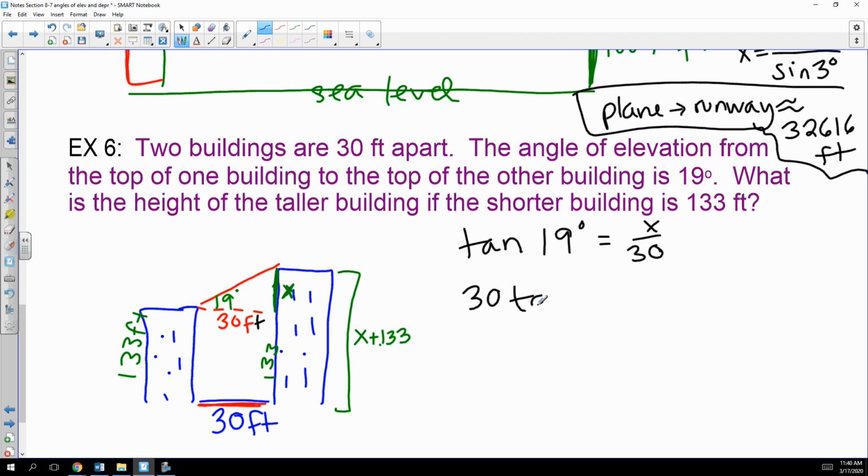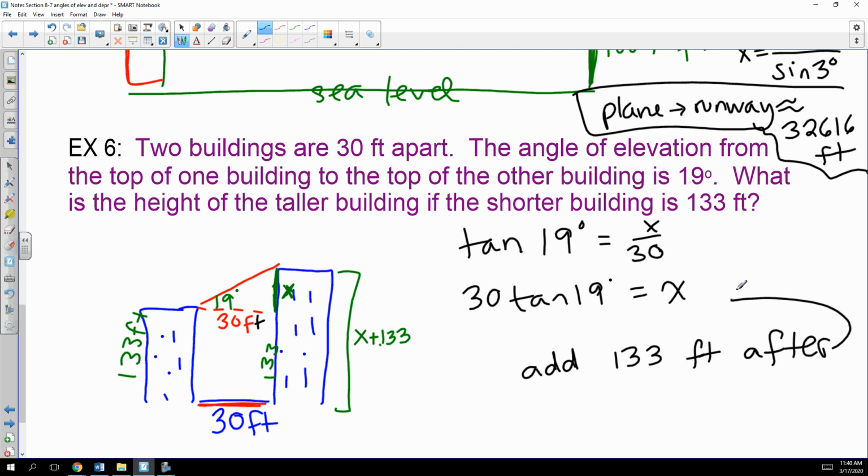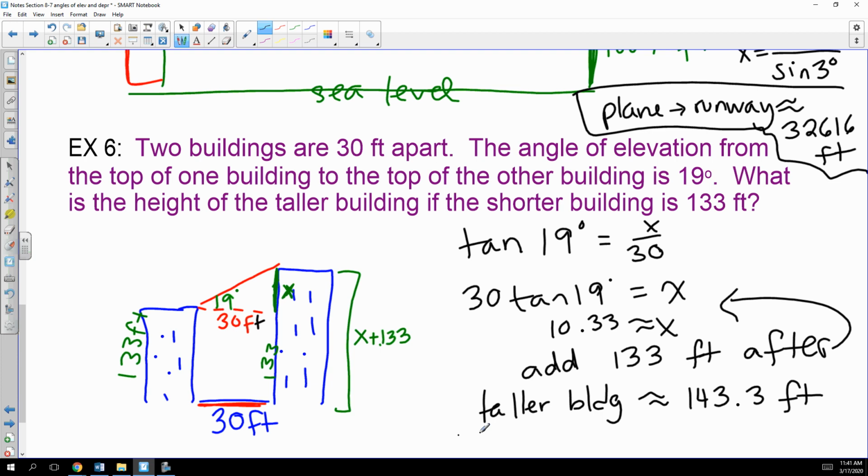So we have 30 times tangent of 19 degrees is equal to x, and then don't forget to add 133 feet after you evaluate tangent. 30 times the tangent of 19 degrees, so 30 tangent of 19. This x is approximately 10.33. So if I add 133, then the taller building is approximately 143.3 feet. Okay, I'm sorry that that took so long.